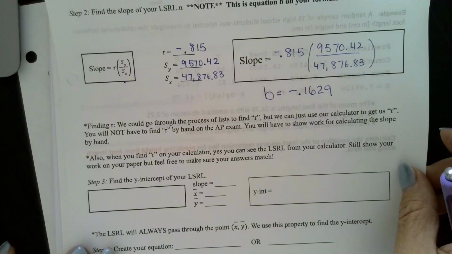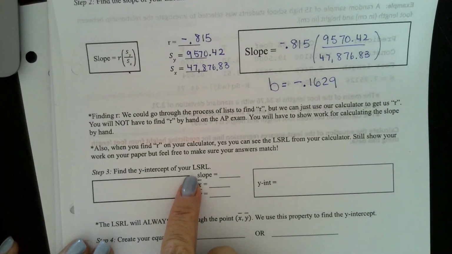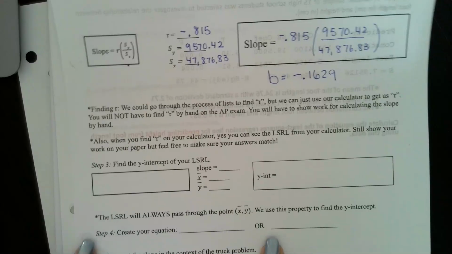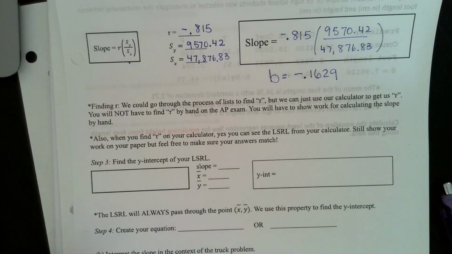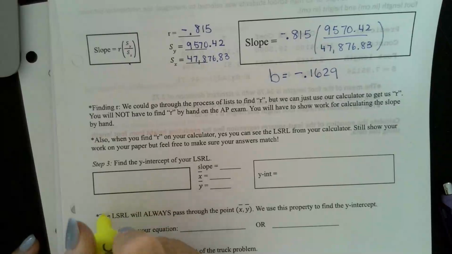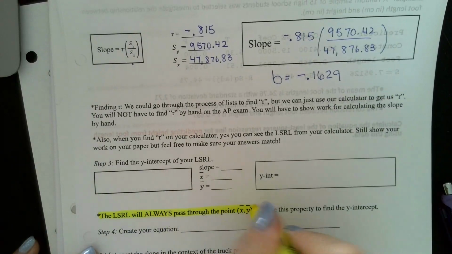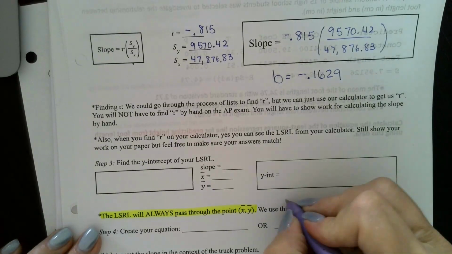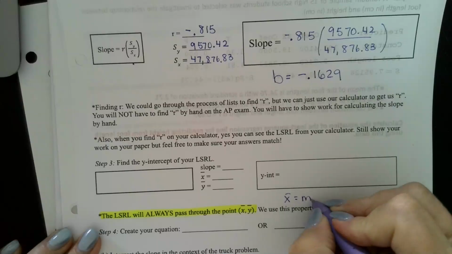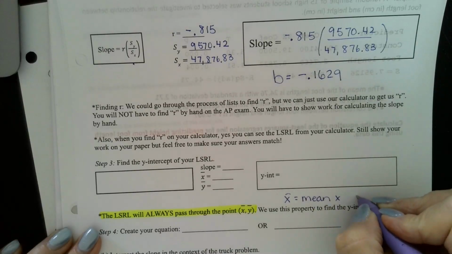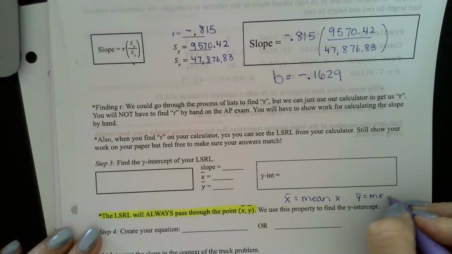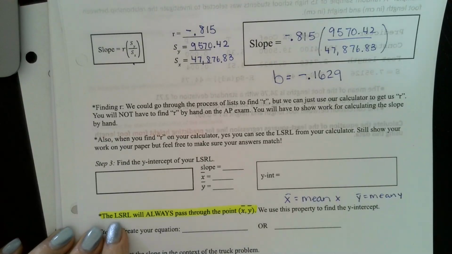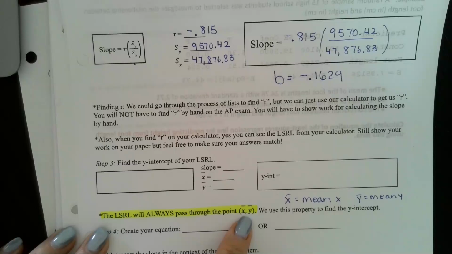Find the y-intercept. All right, so what's really important is I'm going to skip down here. In fact, this is so important, I'm going to highlight it. Your least squares regression line will always pass through the point x bar, y bar. And remember what this means. So x bar is the mean of the x values, and y bar is your mean of the y values. And so the LSRL will always pass through x bar, y bar.